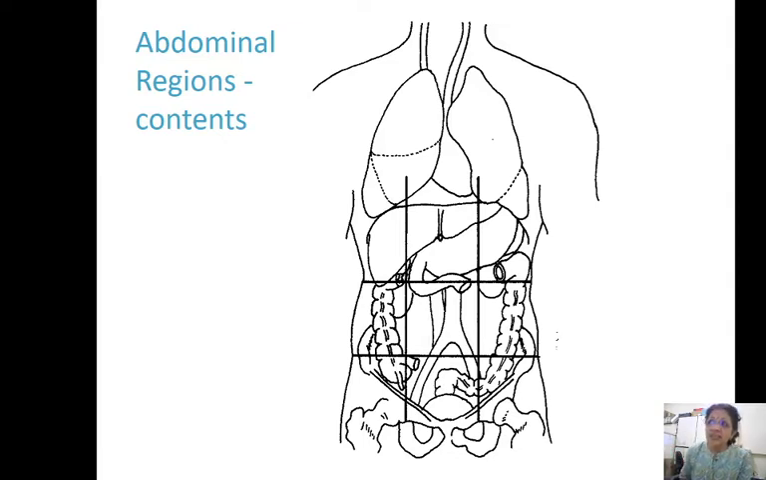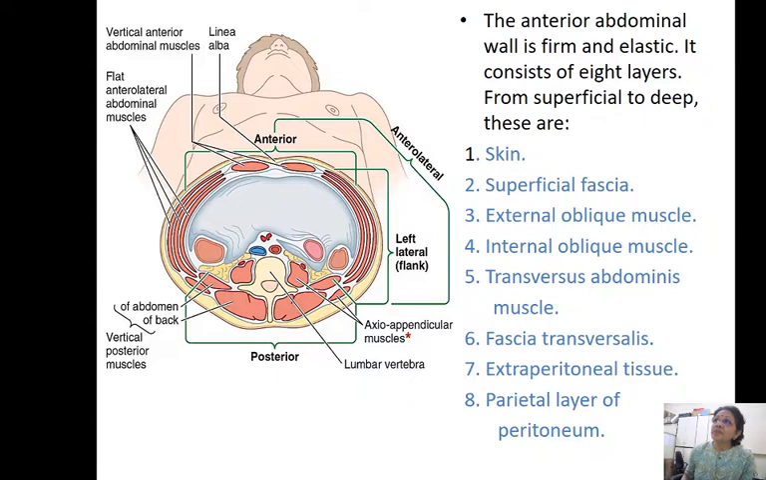I haven't labeled anything here, just to give you an idea that there are further contents. We are not looking at it at the moment. The ones which I've already mentioned, please look at and remember. So, the anterior abdominal wall is firm and elastic. It consists of 8 layers. From superficial to deep, these are skin, superficial fascia, 3 layers of muscle, the fascia transversalis, extraperitoneal tissue, and parietal layer of peritoneum. This was the picture I showed you earlier also.